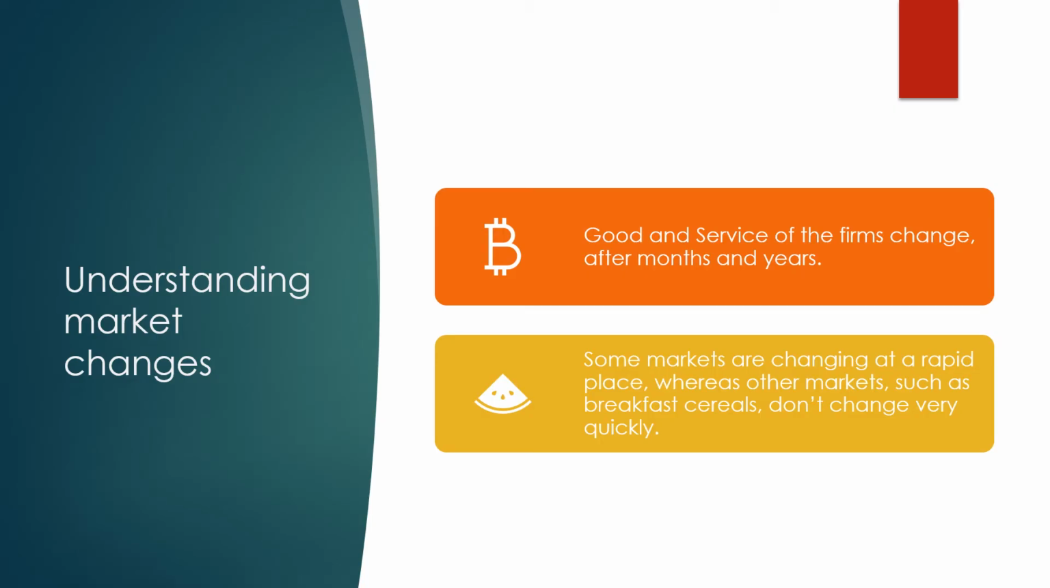Understanding market changes. The main reason the market changes is when consumer needs change. The producer produces the product accordingly to meet the demand of the consumer. Goods and services of the firm change after months and years as the demand of the consumer changes, so producers need to produce goods to meet the demand. Some markets change at a very fast or rapid speed, whereas some markets don't change at all. The fashion industry experiences the fastest change because consumers demand new fashion every now and then.